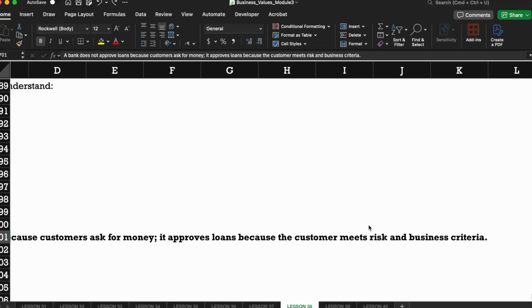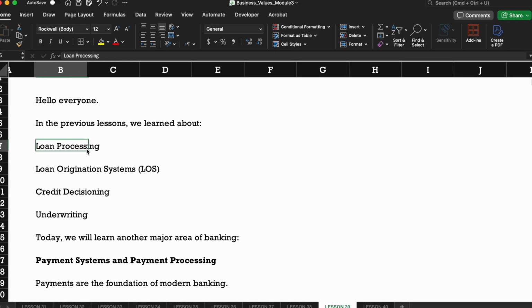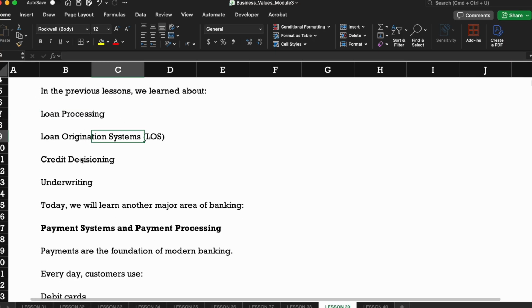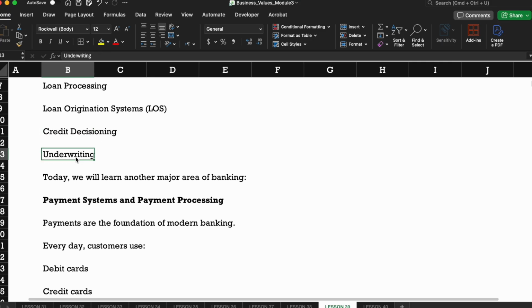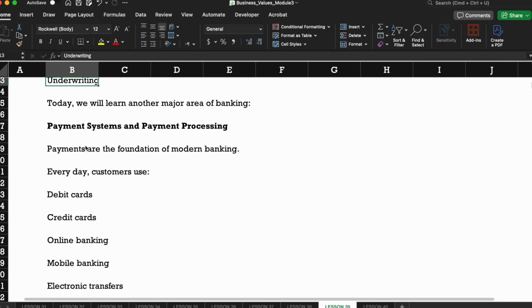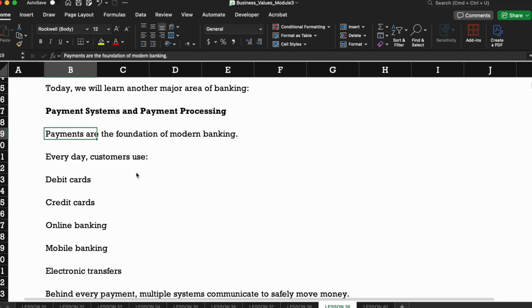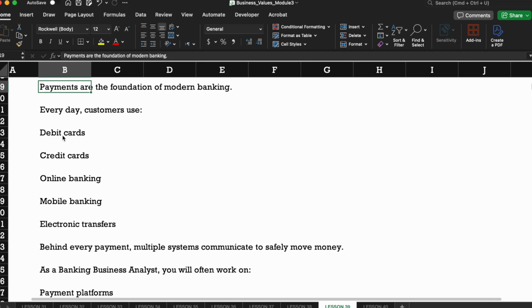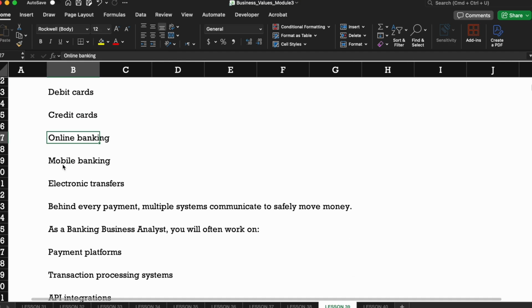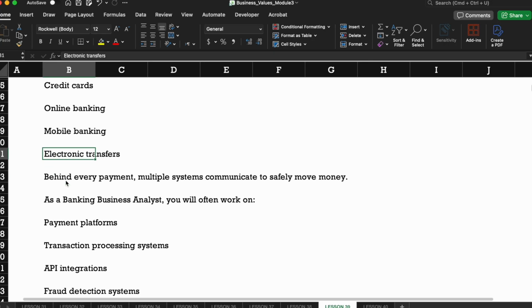So that's the end of lesson number 38, about loan processing, loan origination system, credit decisioning, and underwriting. Today we will learn another major area of banking: payment systems and payment processing. Payments are the foundation of modern banking. Every day, customers use debit cards, credit cards, online banking, mobile banking, and electronic fund transfers.